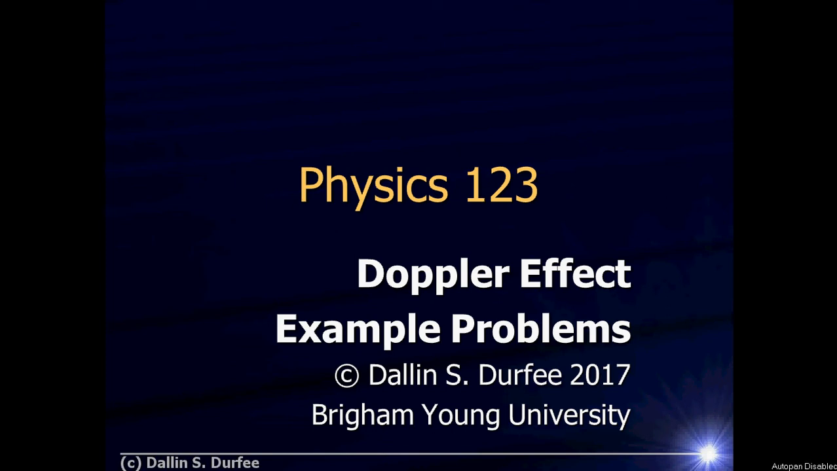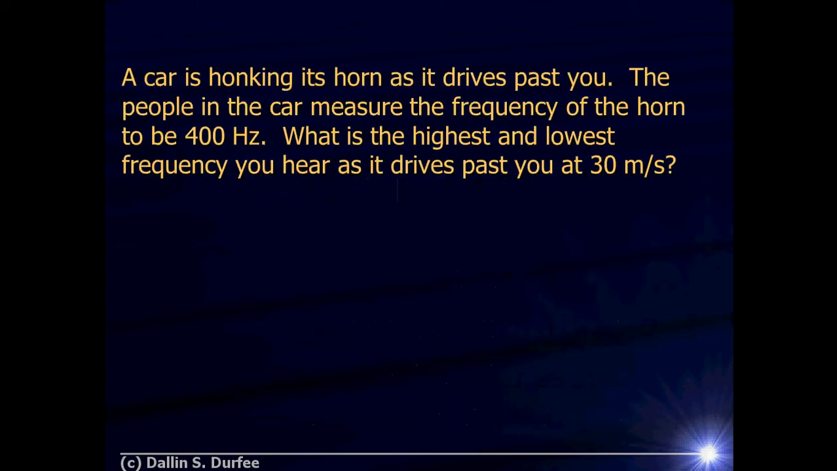Alright, here's some example problems on the Doppler effect. A car is honking its horn as it drives past you. The people in the car measure the frequency of the horn to be 400 hertz. What is the highest and lowest frequency you will hear as it drives past you at 30 meters per second?